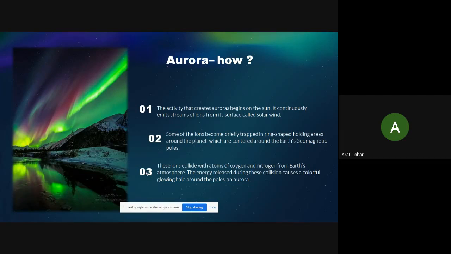In polar regions, they collide with gases like atoms of oxygen and nitrogen in Earth's atmosphere. This energy released during these collisions causes a colorful, glowing halo around the poles, which is called an aurora. Now, the variation in color of aurora depends on the gas with which it undergoes collision. Since solar wind and Earth's magnetic field is an important part of the aurora, we have our next topic, solar wind.